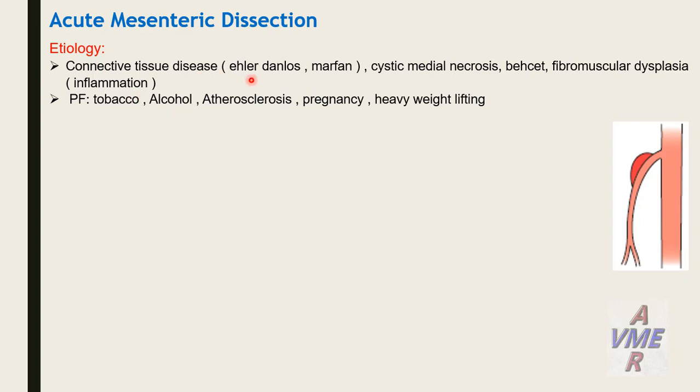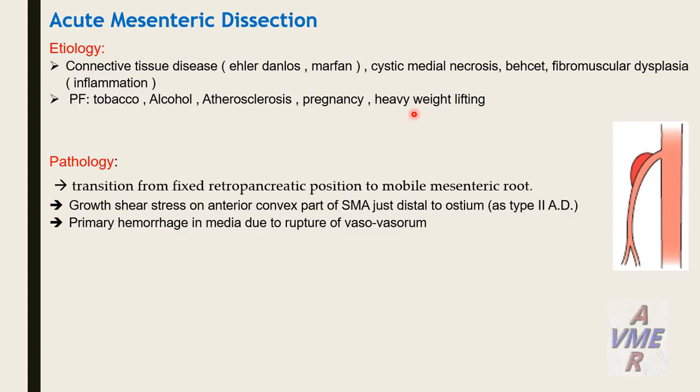Connective tissue disease, Ehlers-Danlos, Marfan, cystic medial necrosis, fibromuscular dysplasia, inflammation. Predisposing factors: tobacco, alcohol, atherosclerosis, pregnancy, and heavy weightlifting. The pathology: transition from a fixed retropancreatic position to mobile mesenteric routes.